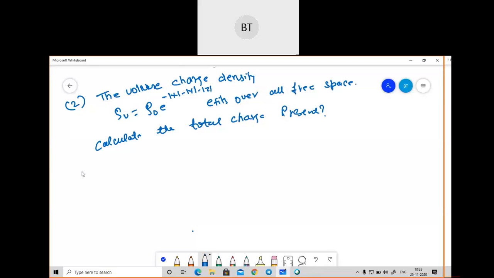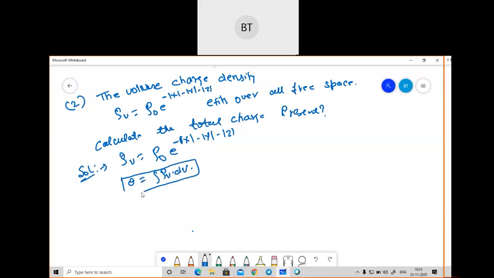So what I'll write here: we know that rho v is given as rho naught e to the power of mod x, mod y, mod z. And we know how to calculate the charge. The charge will be given as q equal to the integral of rho v into dv. This is the formula for calculation of charge. It is the same formula which we applied in the last problem, and in this problem also we are applying the same formula, because the formula will not change.